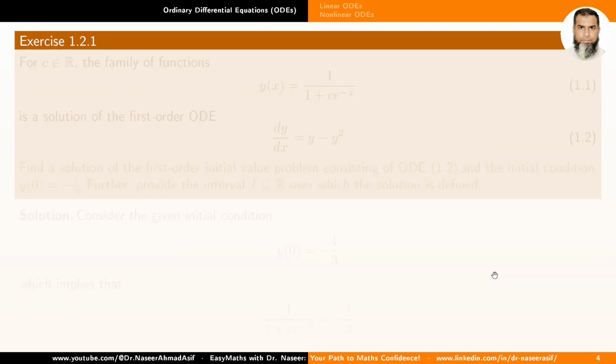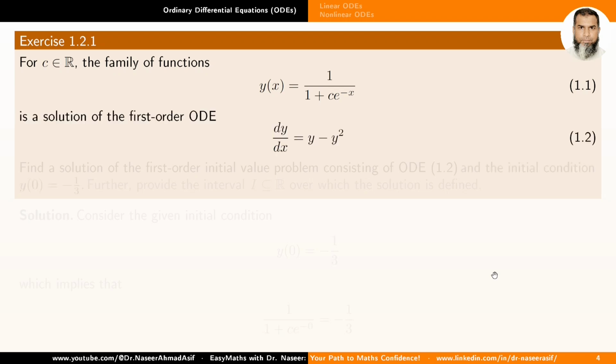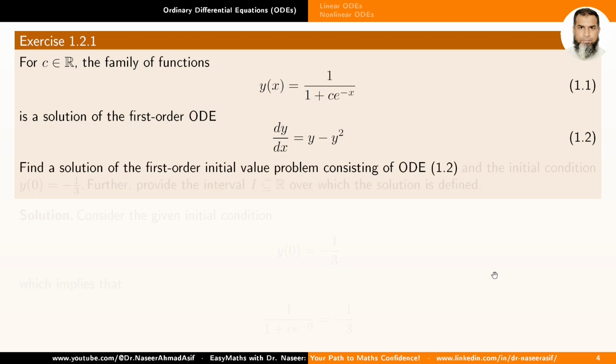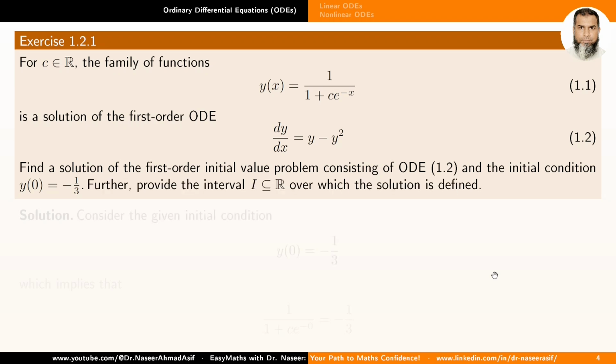Well, see an exercise. For c belonging to R, the family of functions y of x is equal to 1 over 1 plus c exponential of minus x is a solution of the first order ODE dy by dx is equal to y minus y squared. Find a solution of the first order initial value problem consisting of ODE 1.2 and the initial condition y of 0 is equal to minus 1 by 3, for the provided interval I subset of R over which the solution is defined.